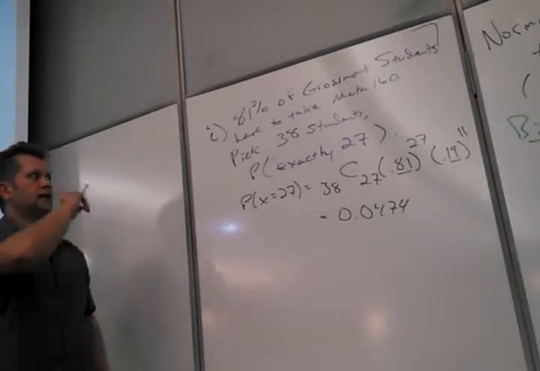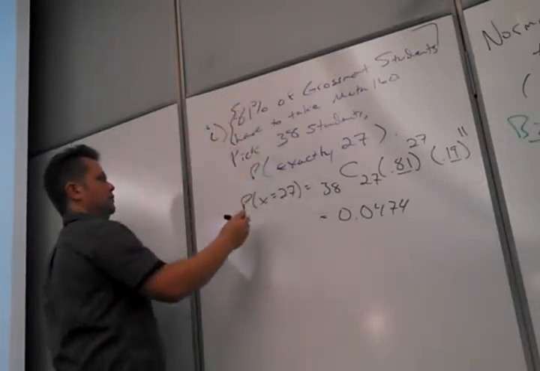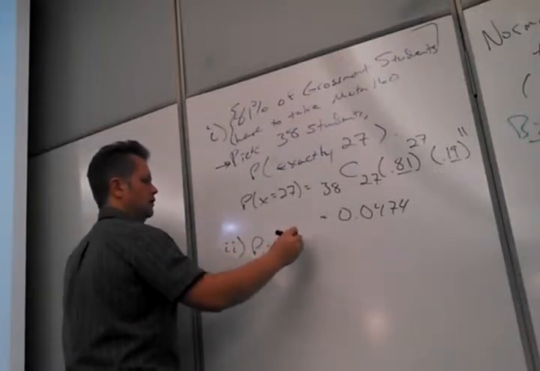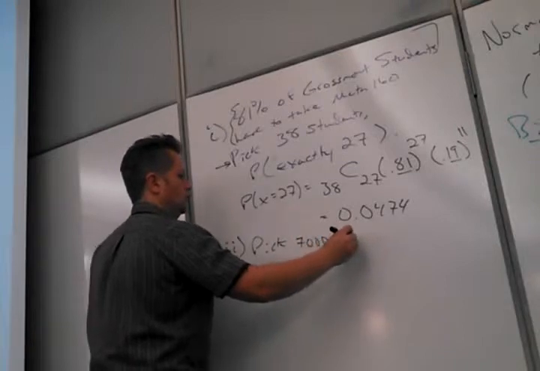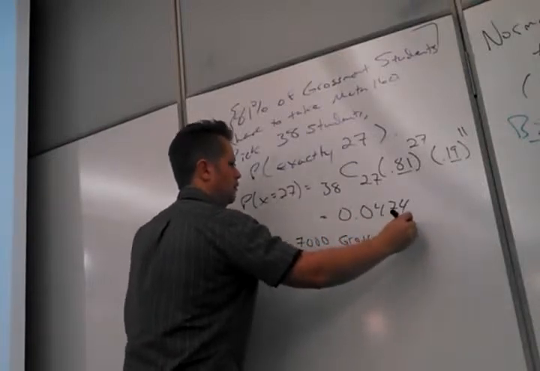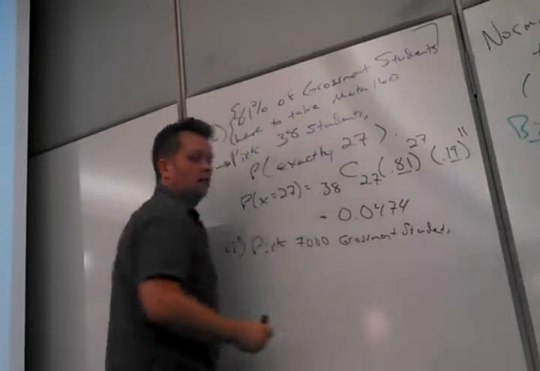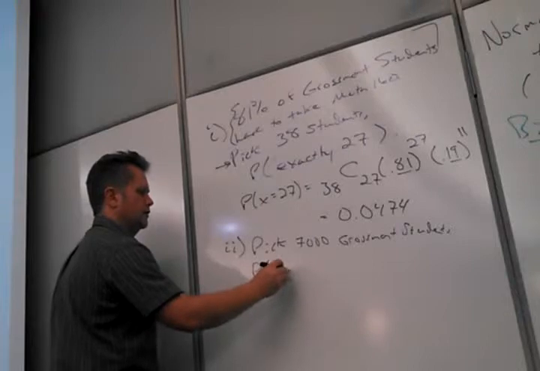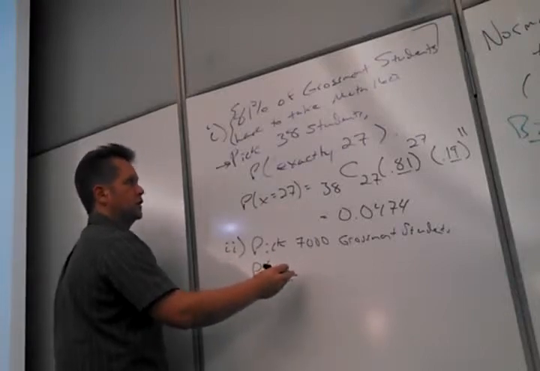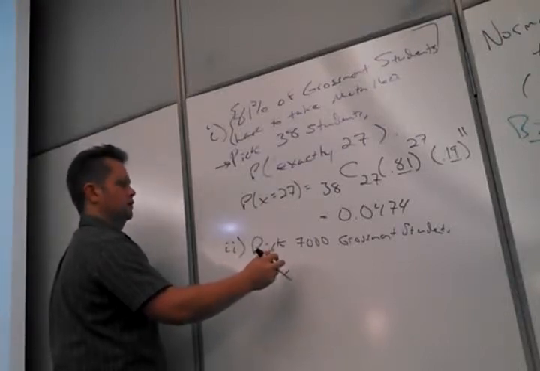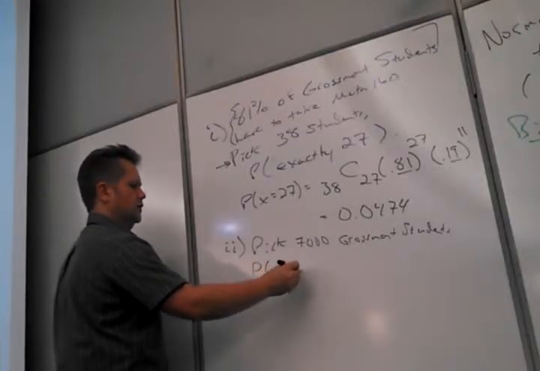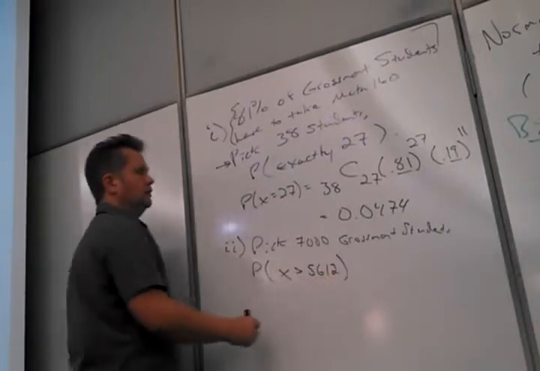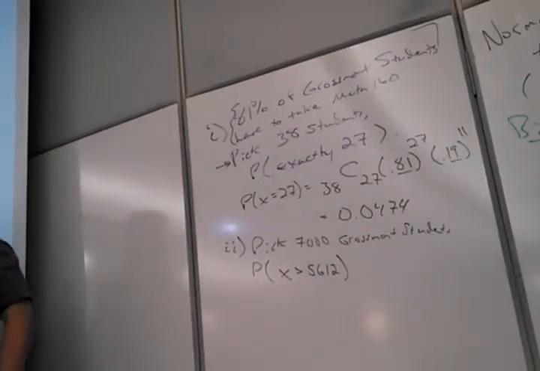Now, what if it was this instead? Same kind of setup, but now for number 2, I pick 7,000 Grossmont students. What's the probability that more than 5,612 have to take Math 160?